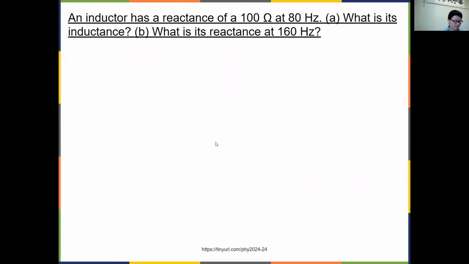Now let's take a look at this example here. It says a reactance of 100 ohms at 80 hertz. What's its inductance? So you're looking for L. And then what's its reactance at another frequency, 160 hertz? You guys can give it a try, and then we can take a look at the solution together in 1 or 2 minutes.